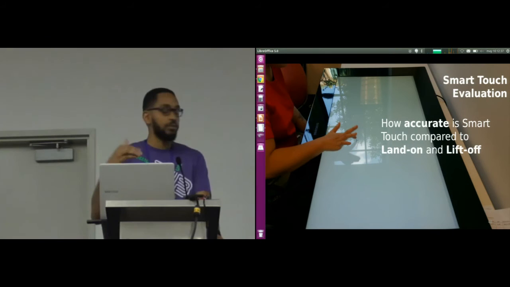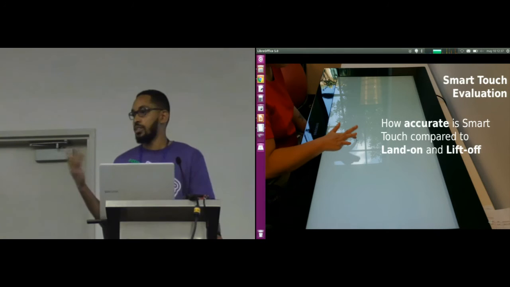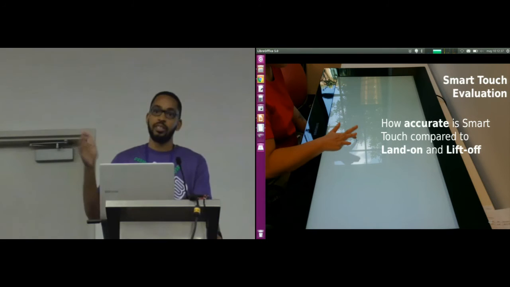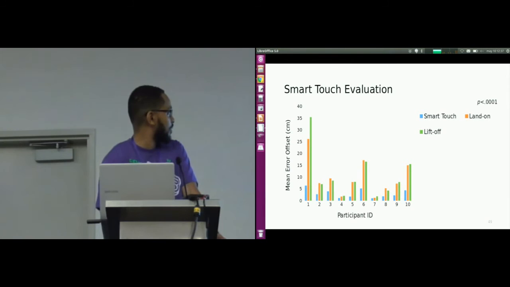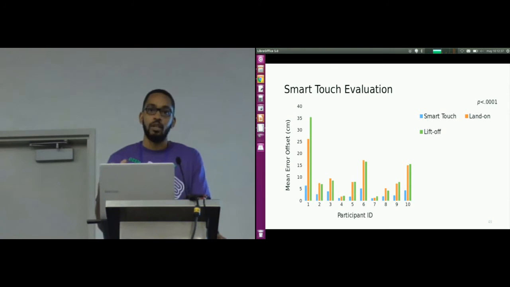And for our main analysis, we asked ourselves, how accurate is SmartTouch compared to land and liftoff? In terms of accuracy, we look at the offset distance between the land and liftoff points to the crosshairs, and the distance between the predicted SmartTouch point and the center of the crosshairs. So in our evaluation here, we found that SmartTouch was significantly more accurate than both land and liftoff.